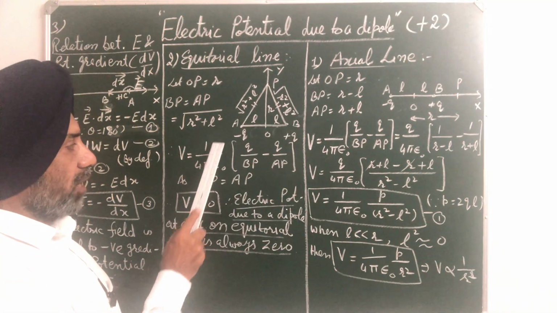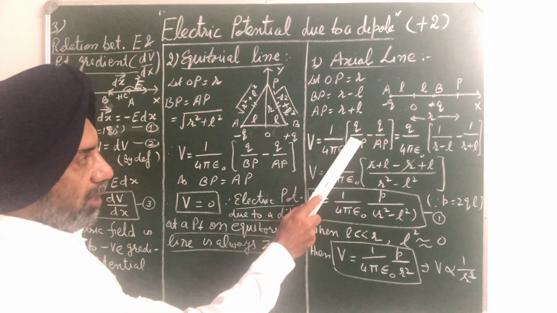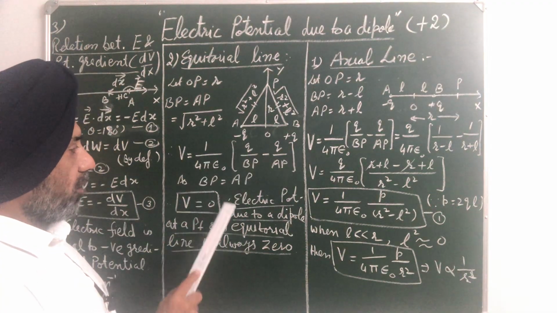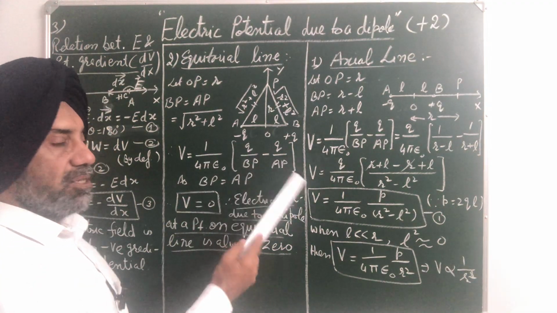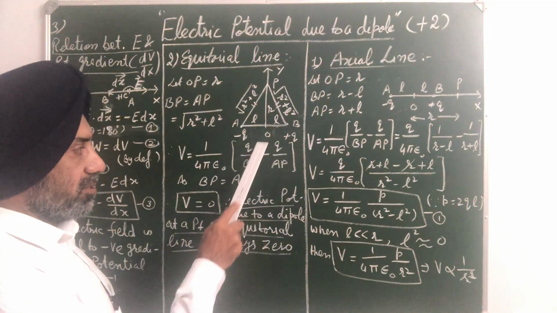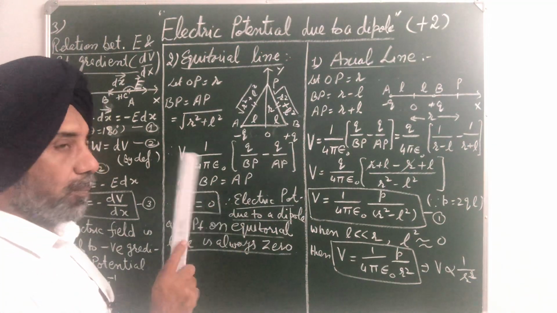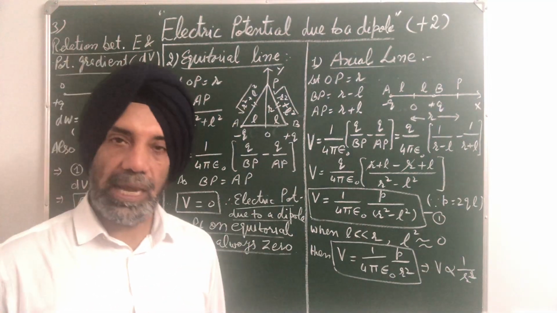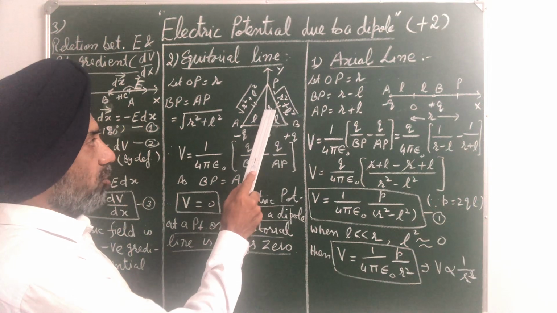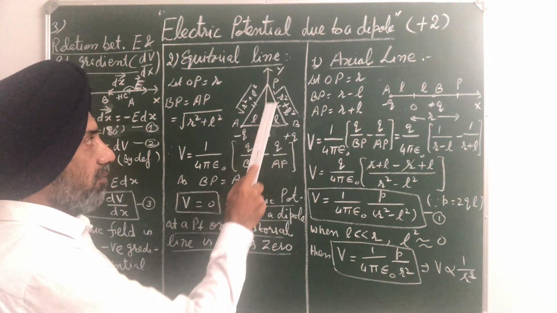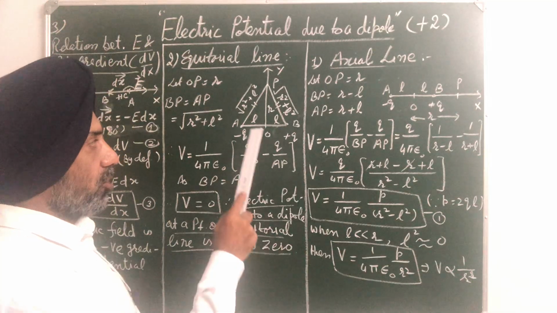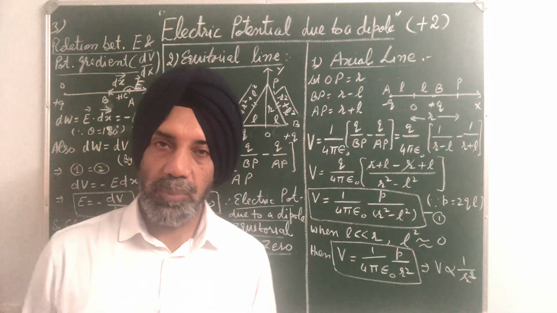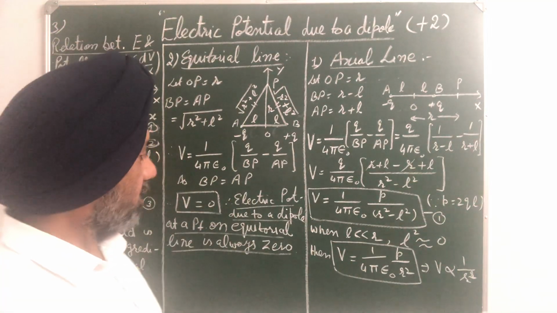So V is given by 1 over 4 pi epsilon naught, again the same formula, Q upon BP minus Q upon AP. Now Q can be taken outside, and as BP is equal to AP, this cancels. So V is equal to 0. It is very important. It means the electric potential due to a dipole at any point on the equatorial line is always 0 because of symmetry.